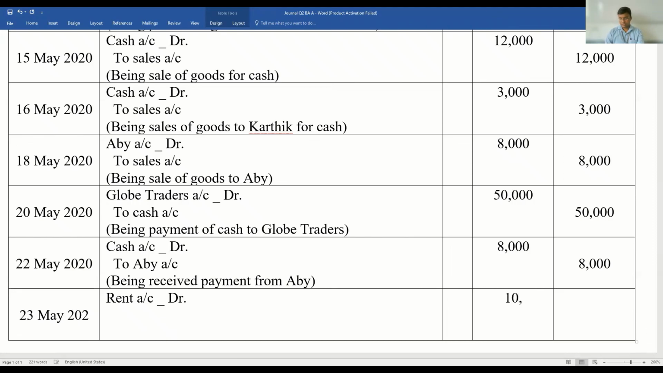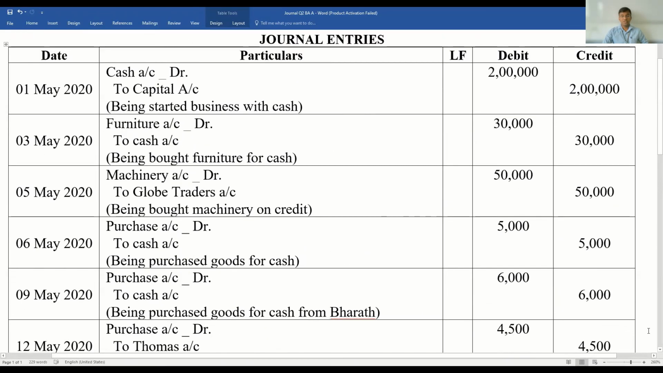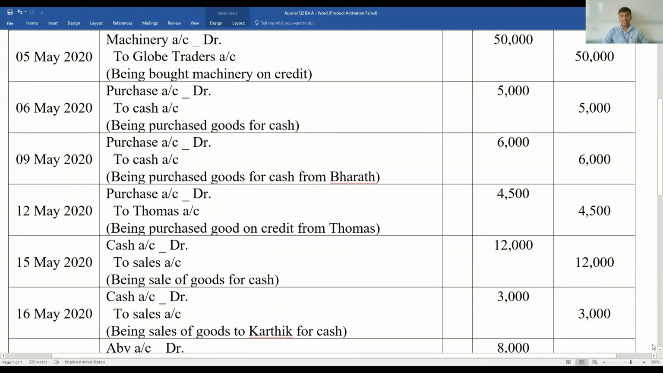So 10,000 to cash account 10,000 being payment of rent. Okay, and that. So with that, we have completed the preparation of journal entries for these transactions of XYZ traders.